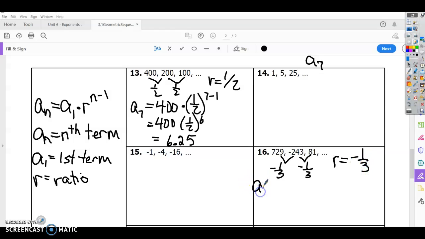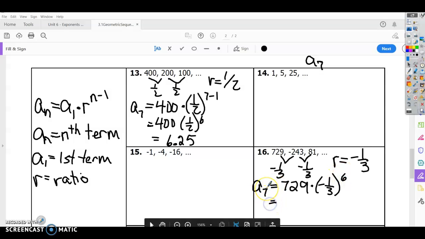We're looking for the 7th term. We're going to take the first term, which is 729, times our common ratio, negative 1/3, raised to the n minus 1. n is 7, minus 1 is 6. Make sure you do order of operations. We have to do negative 1/3 raised to the 6th power first. You always do exponents before you multiply. So put this in parentheses because it's negative. Negative 1/3 raised to the 6th power times 729 equals 1.